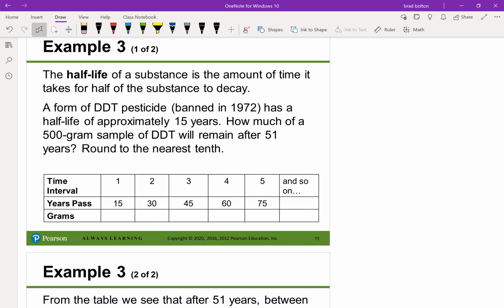So it says the half-life of a substance is the amount of time it takes for half of the substance to decay. A form of DDT pesticide banned in 1972 has a half-life of approximately 15 years. That means it takes 15 years for half of the substance to be gone. You can see why they banned it, that after 15 years, half of it is still left. How much of a 500-gram sample of DDT will remain after 51 years? Round to the nearest 10th. So here's what we're going to do.